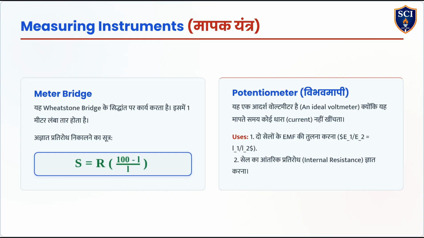The meter bridge works on the Wheatstone bridge principle, using a 1-meter wire. The potentiometer is an ideal voltmeter that draws 0 current. Its uses include comparing the EMFs of 2 cells and finding the internal resistance of a cell.